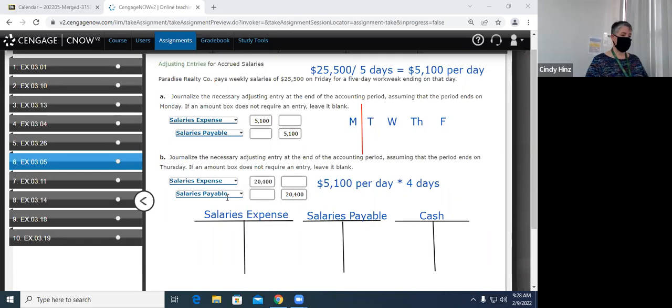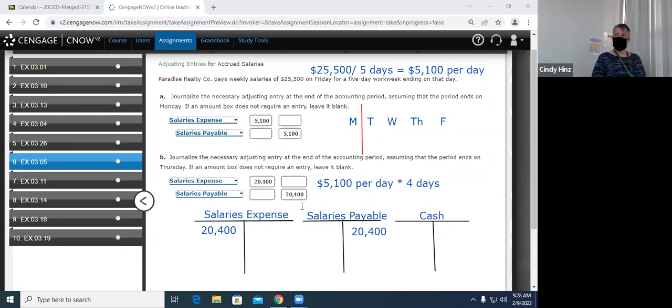So in part B, when the pay period ended on Friday, but the month ended on Thursday, this was the entry that we created. A debit of $20,400 to salaries expense, and a credit for that same amount to salaries payable. We know this is an adjusting entry, so it can't affect cash.